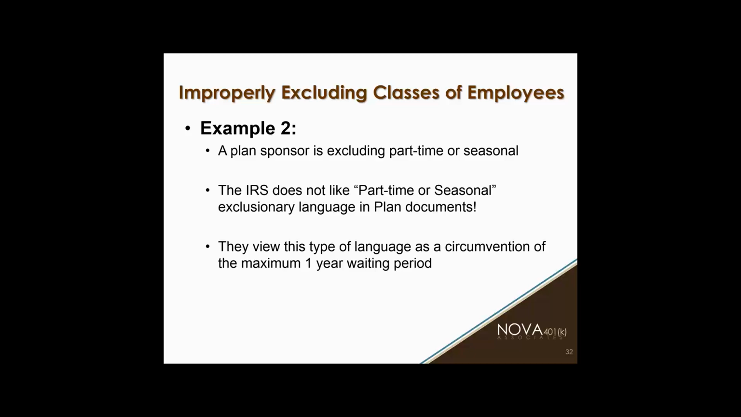The IRS views these seasonal or service-based terms, part-time, seasonal, temporary, to be a circumvention of the maximum 1-year wait, because you can have part-timers that work 1,000 hours in many years, and you've excluded them by class, but they met the 1-year requirement, right? So they look at this as a way to get around the maximum waiting period that they put in all plans.